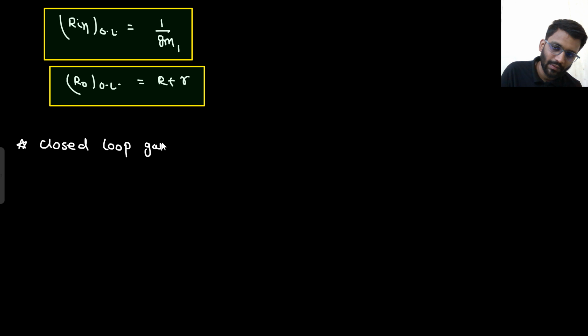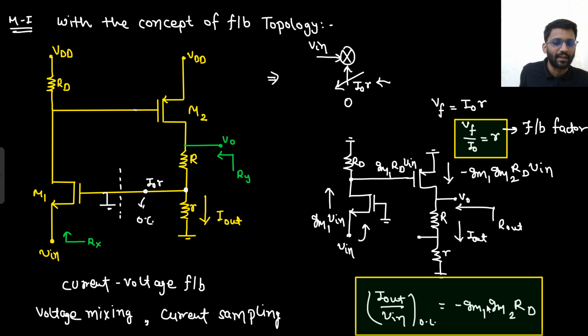Closed loop gain. So closed loop gain directly I am going to write. What will be the closed loop gain? Open loop gain divided by 1 plus loop gain. What will be loop gain? Loop gain will be A beta, right?